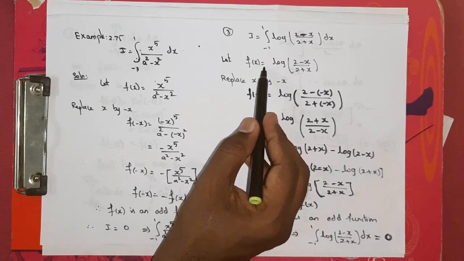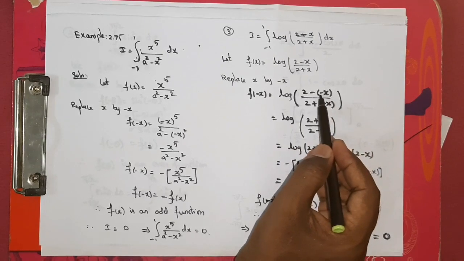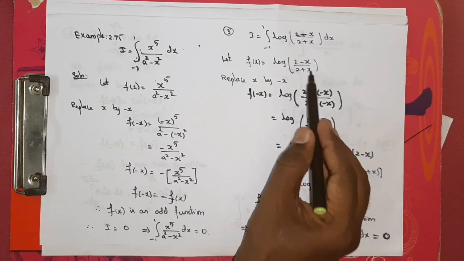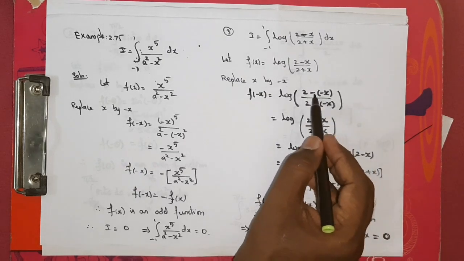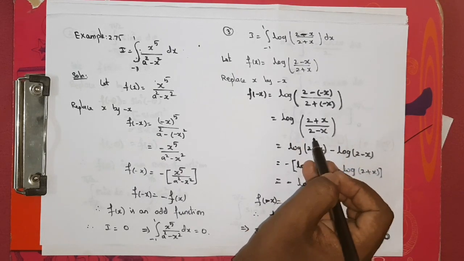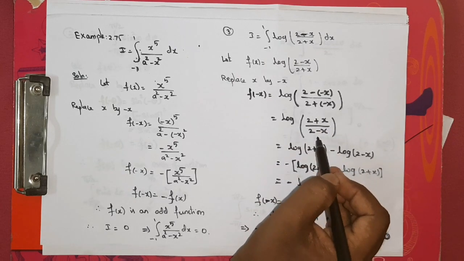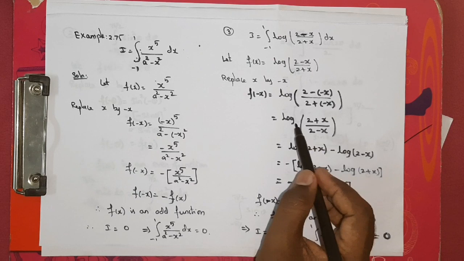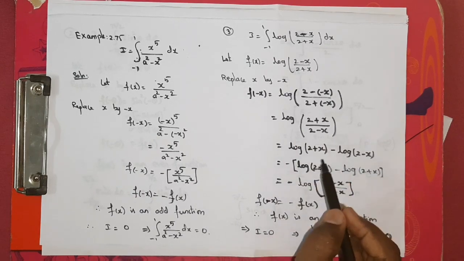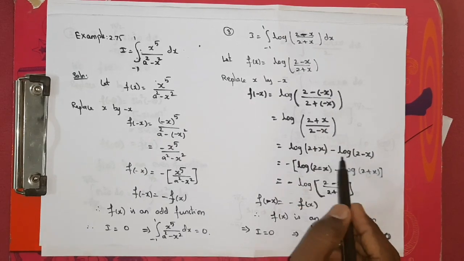So we get f of minus x equal to log of 2 minus, in this place only you are putting minus x. So 2 minus of minus x by 2 plus, for this minus x. This minus into minus will become plus and plus into minus becomes minus. So log of 2 plus x by 2 minus x. But this one, does it look like log a by b? We have learnt a property. If it is like log of a by b, we can write it as log a minus log b. So by the property, I write this as log of 2 plus x minus log of 2 minus x.